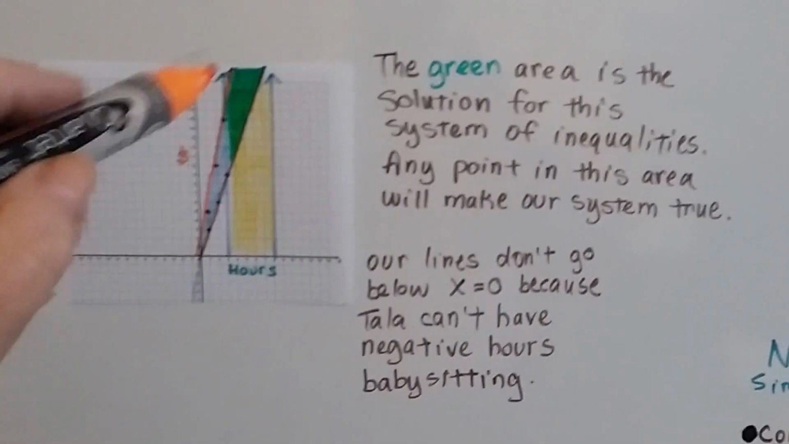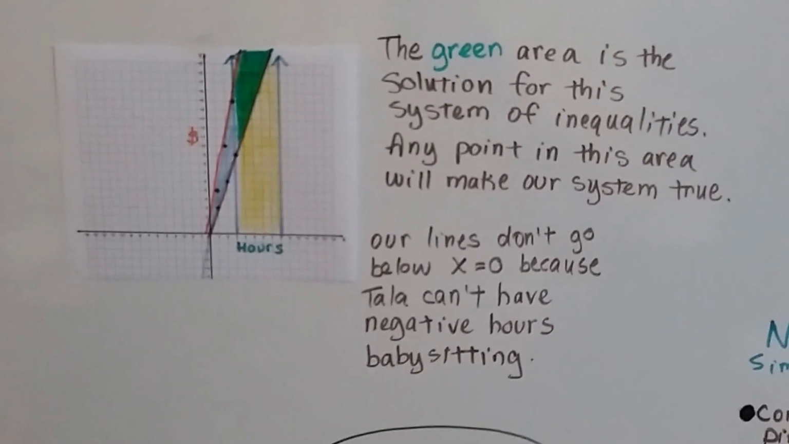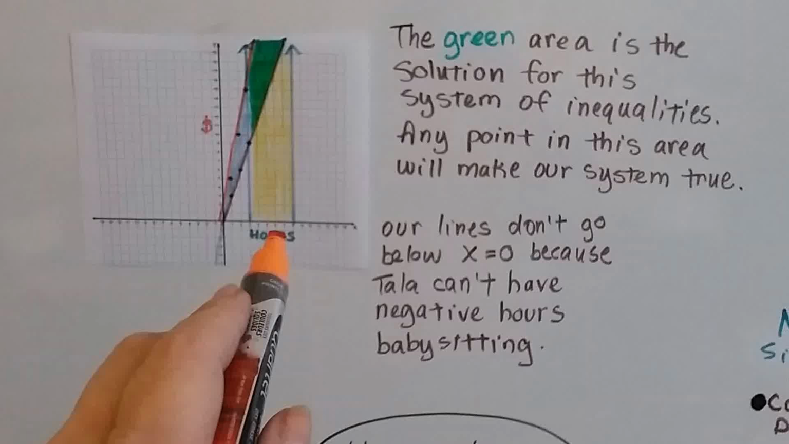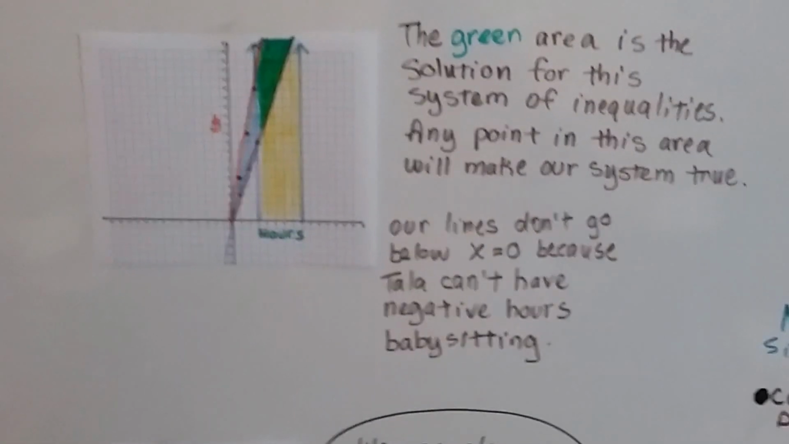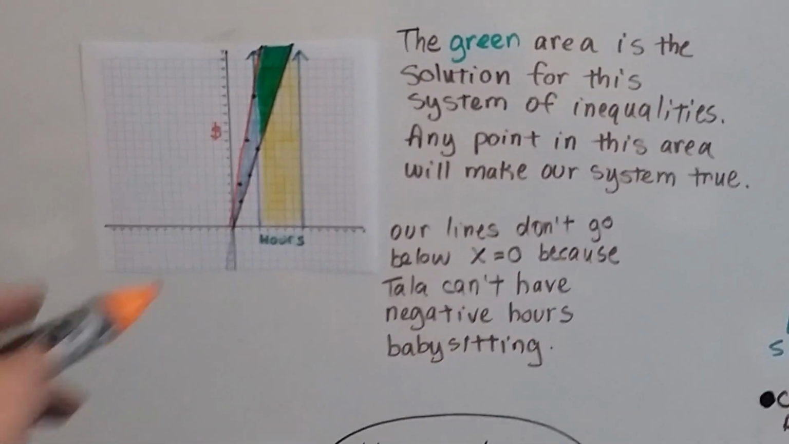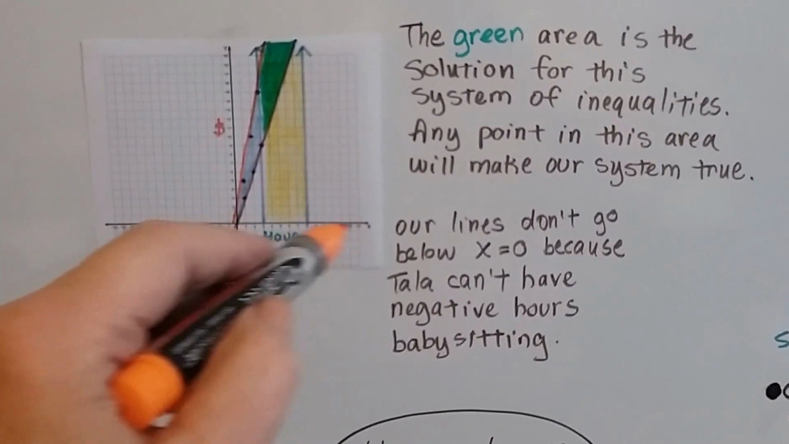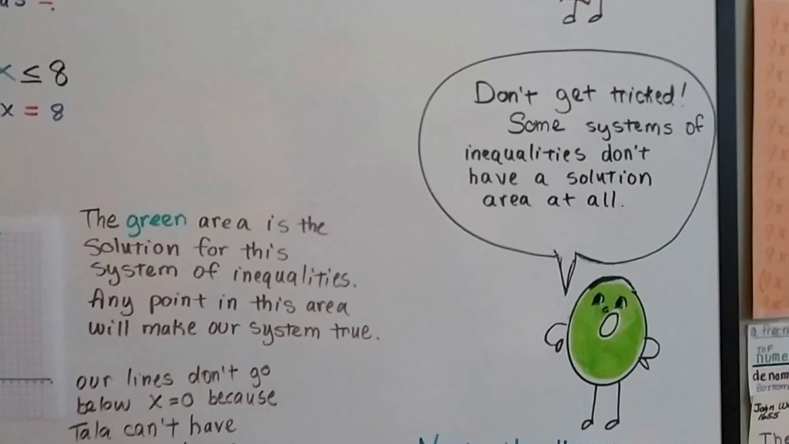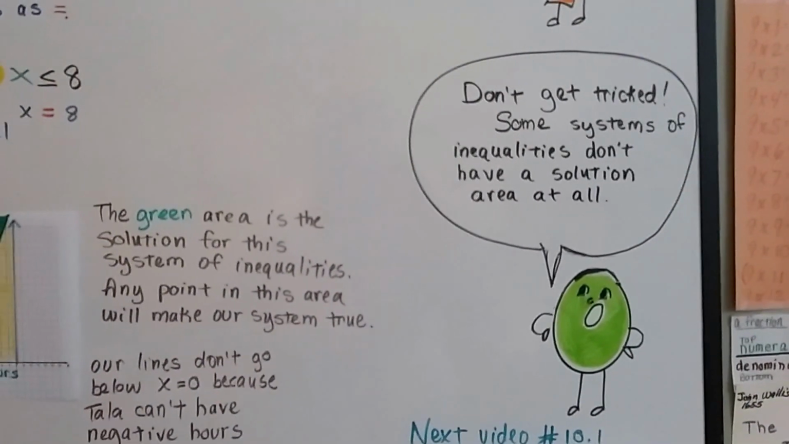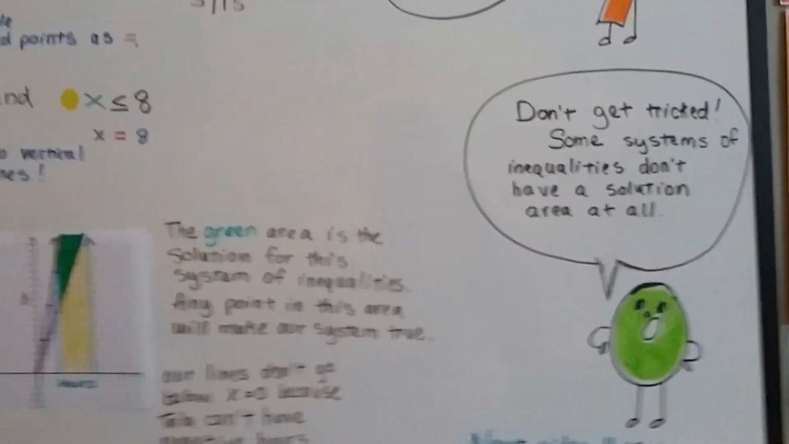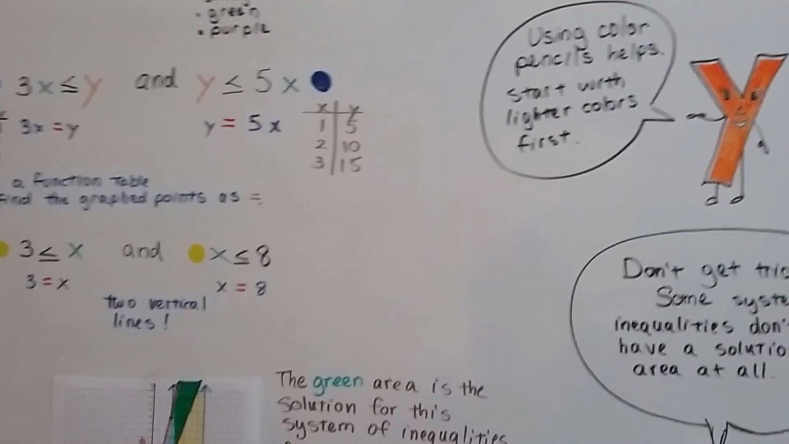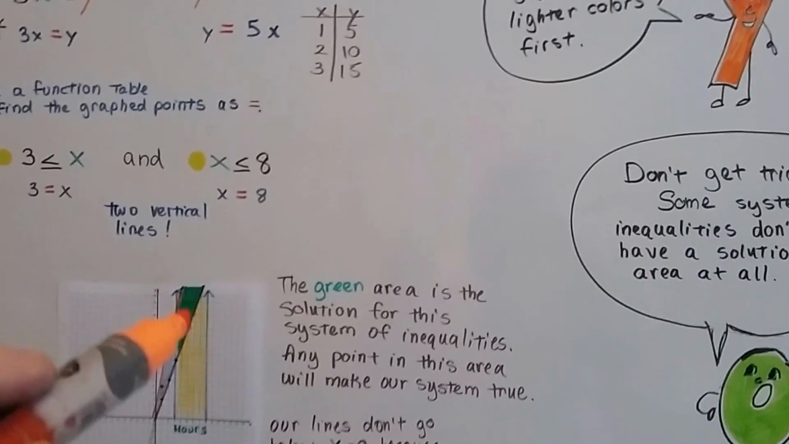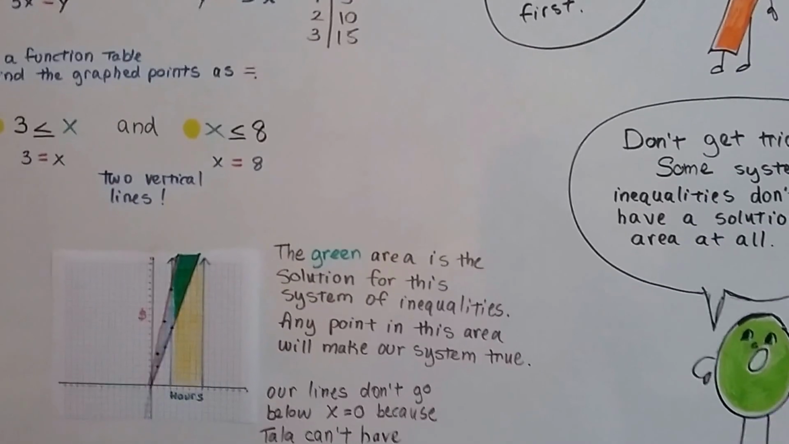Any point in this green area will make our system true. And our lines don't go below the 0 on x because she can't have negative babysitting hours. She's not going to have negative money, so it all stops right there. But don't get tricked on tests because some systems of inequalities don't have a solution area at all. And if you are using colored pencils, start with lighter colors first so that your solution area is a darker color and it stands out.